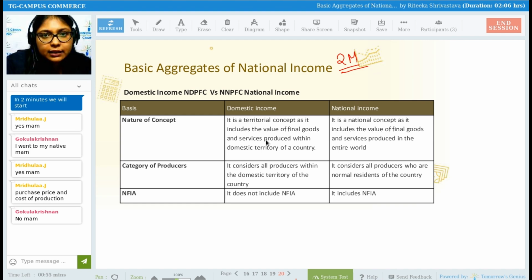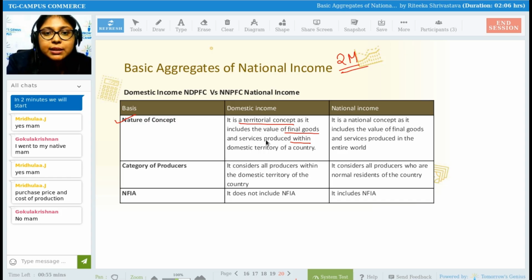On the basis of 3 categories, we are going to differentiate between domestic income and national income. First, the nature of concept. So what exactly is domestic income? It is a territorial concept as it includes the value of final goods and services produced within the domestic territory of the country. So domestic income will include the final value of goods and services produced within the domestic territory.